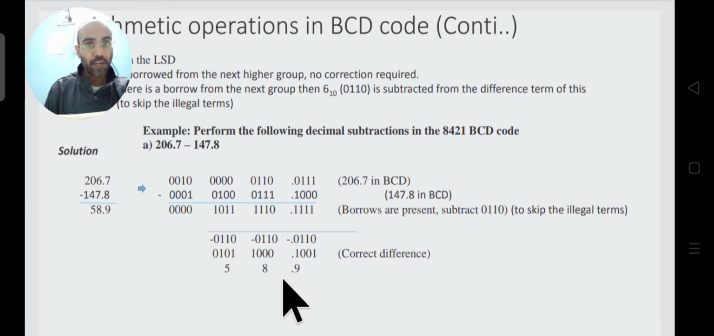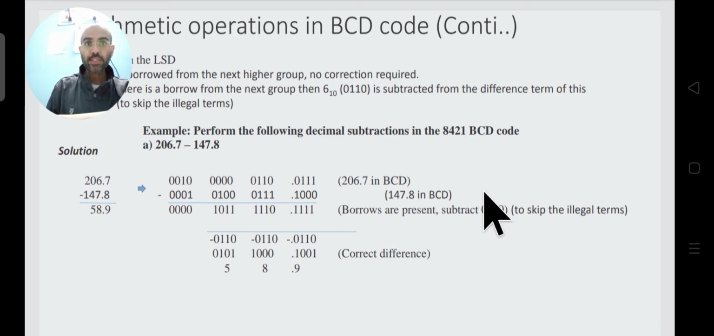We can verify that the answer we get is the same as the subtraction we did with the decimal numbers. These two answers are the same, and if you want to show the answer in BCD, then the correct answer is this, not this one. We need to be very clear about what the correct BCD answer of the BCD subtraction of these two numbers is. So this is the answer, which has the decimal equivalent 5898.